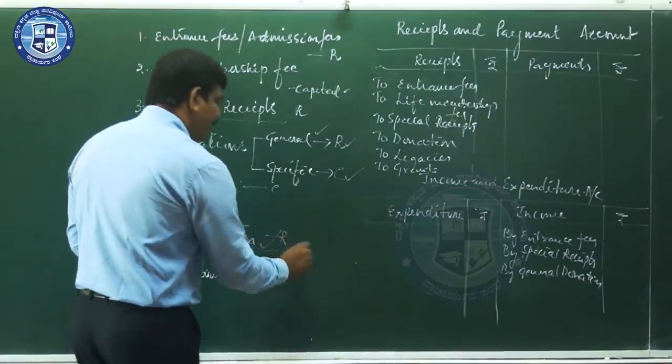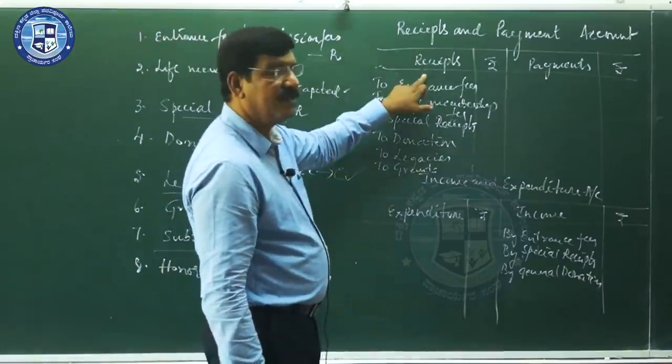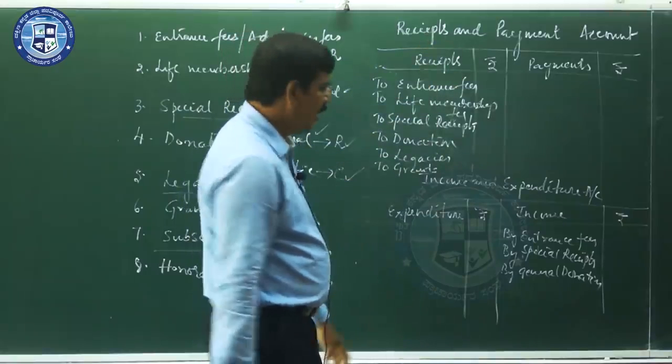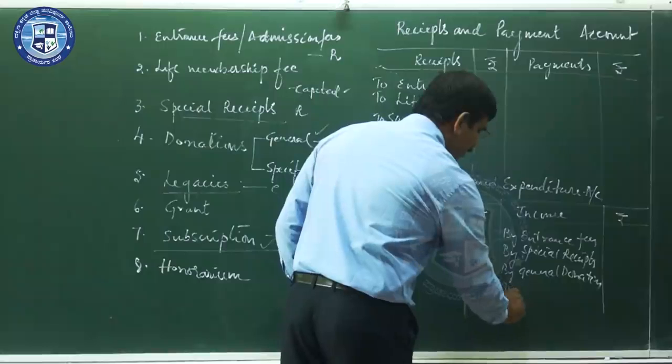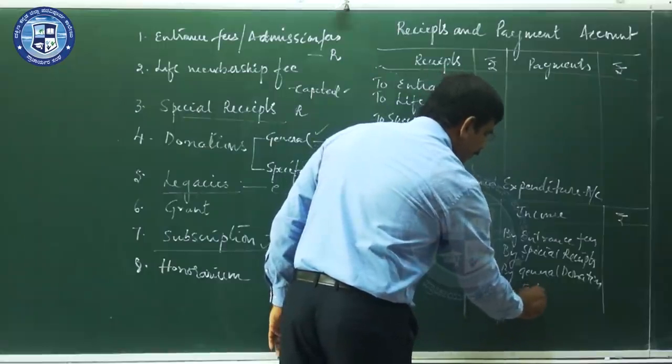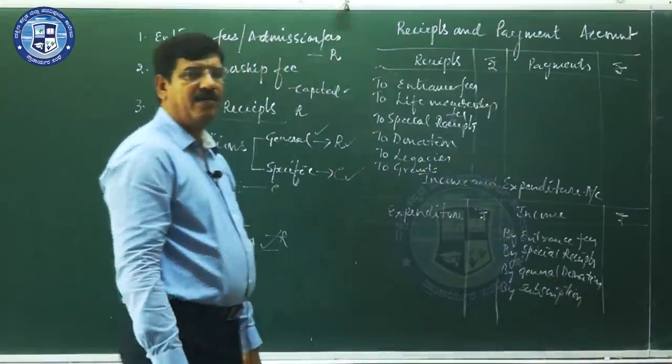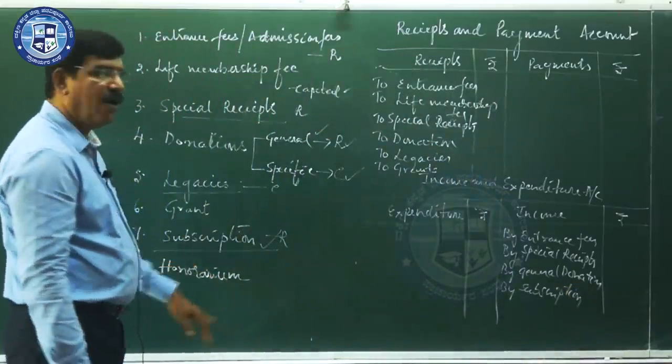So it is revenue in nature. They have to be entered in the receipt side of receipts and payments account, and they must be entered on the credit side of income and expenditure account. Honorarium.